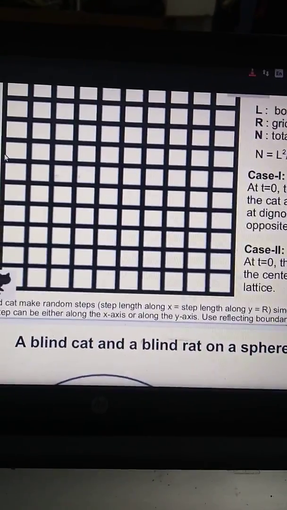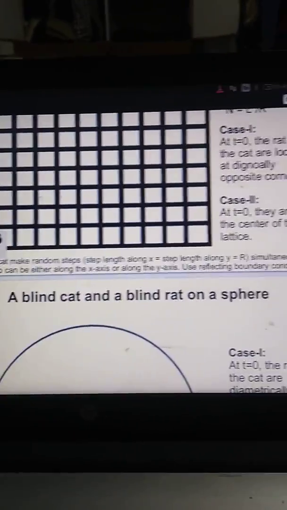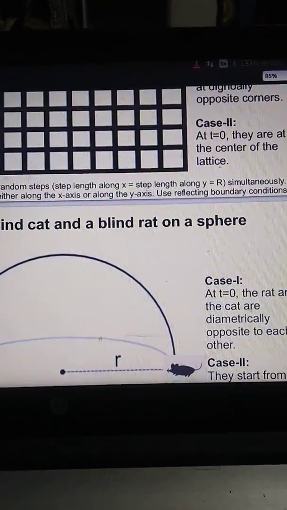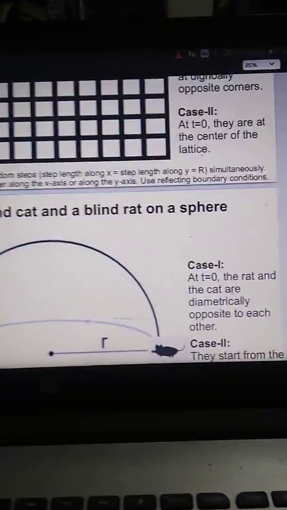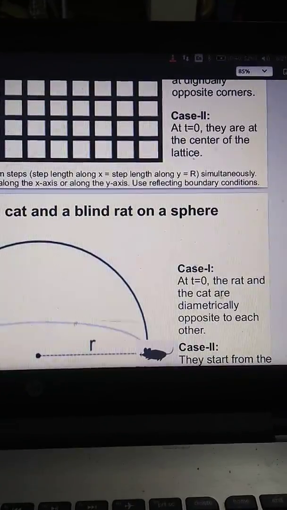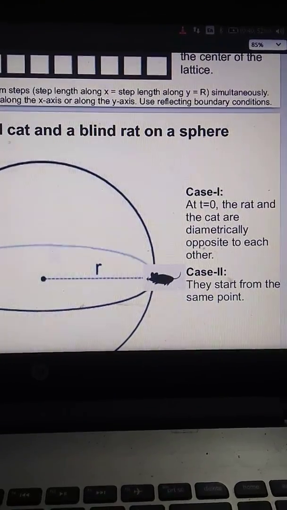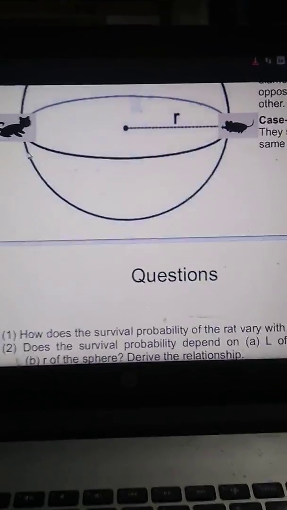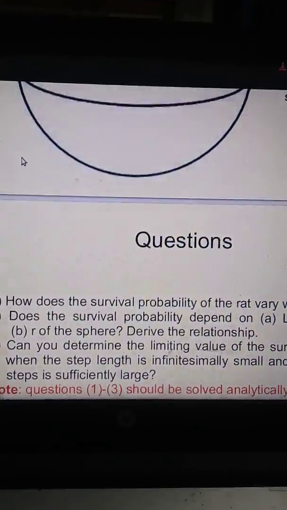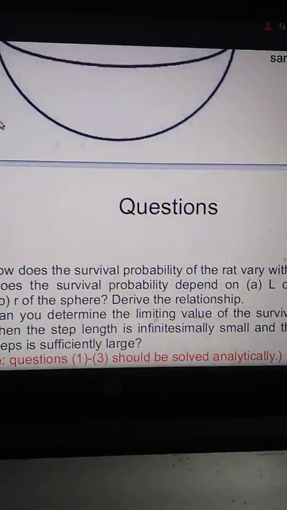The second question is that the blind rat and the blind cat are on a sphere. Here also there are two cases. The first being that at time t equals 0, the rat and the cat are diametrically opposite to each other, and case 2 is that they start at the same point. We'll also be looking at the answers to some questions such as how the survival probability of the rat varies with time, etc.